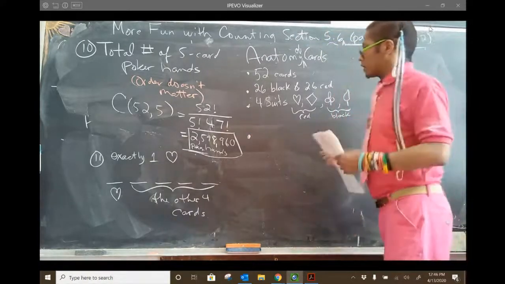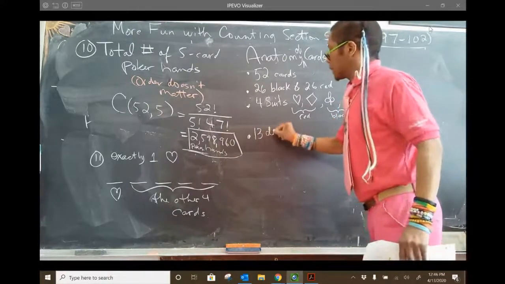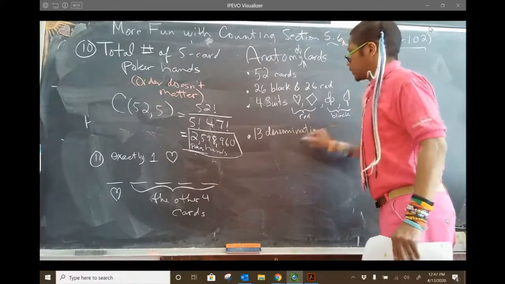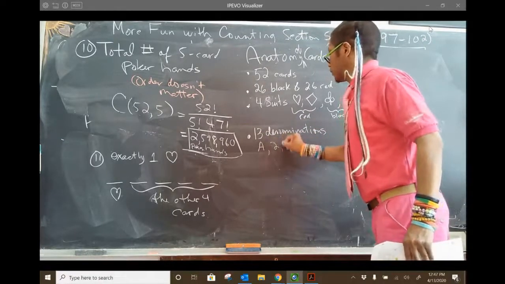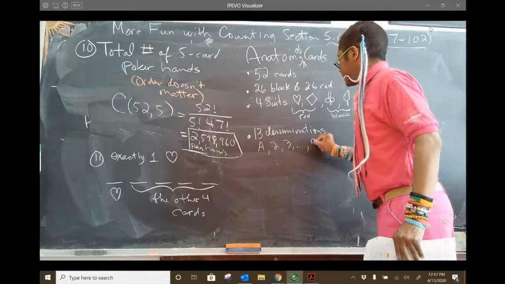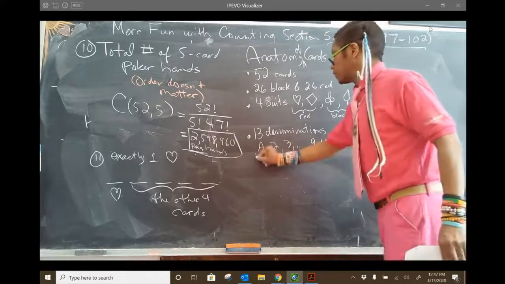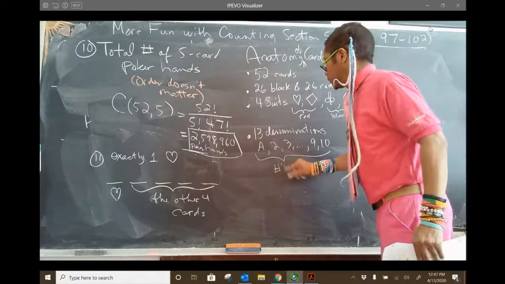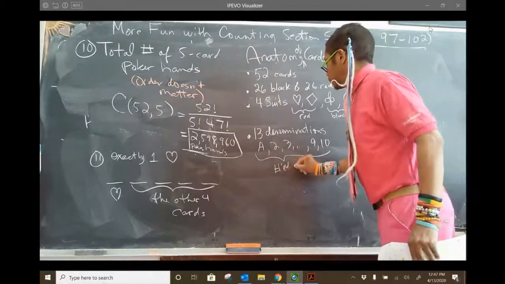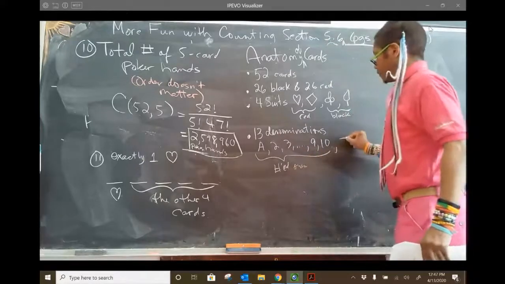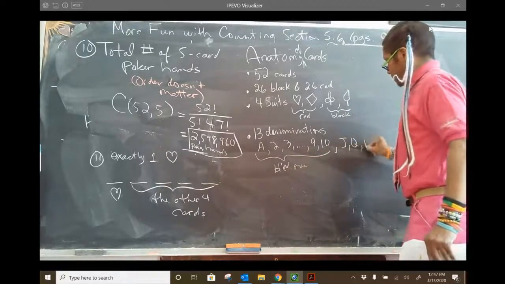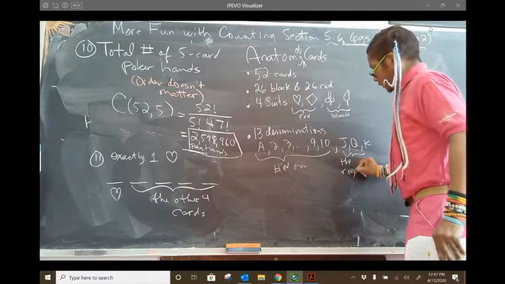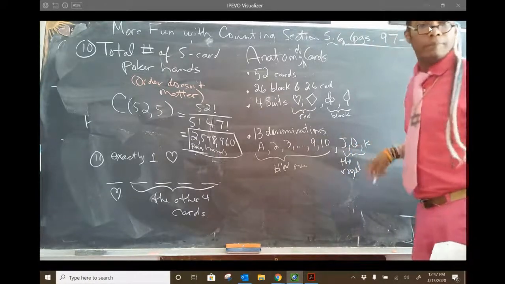There are 13 denominations. And the denominations are ace, 2, 3, ... 9, 10. So these are the numbered cards, the numbered ones. And then the royals. The royals are a jack, a queen, and a king.